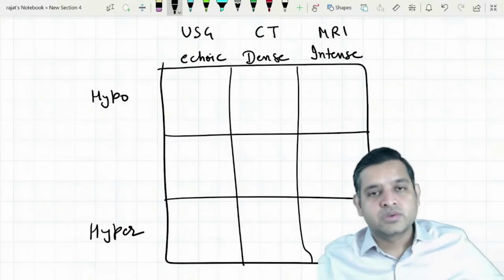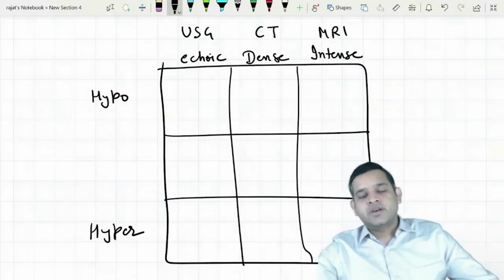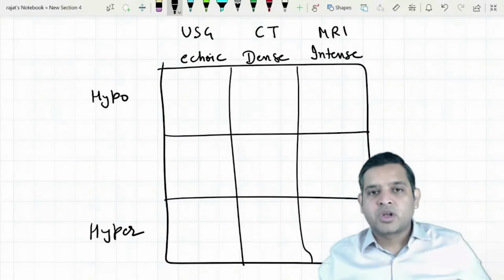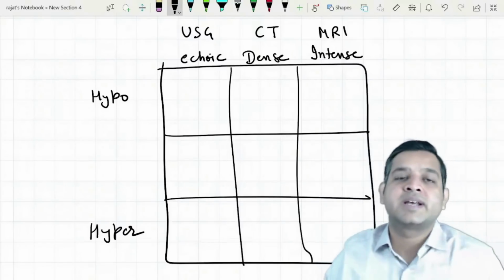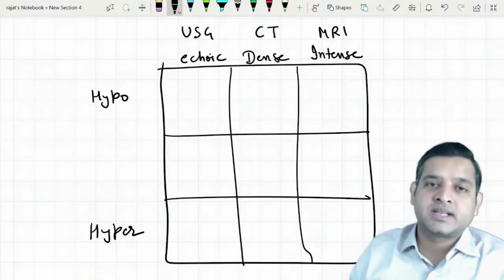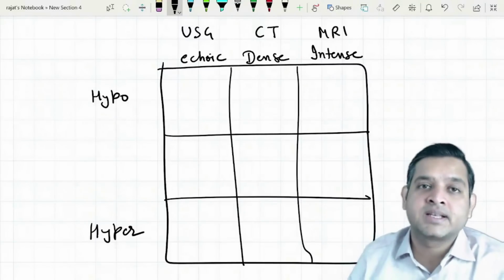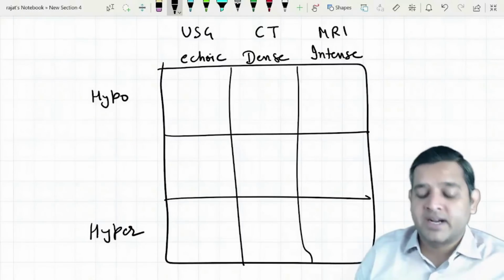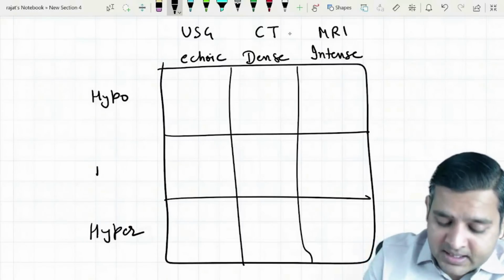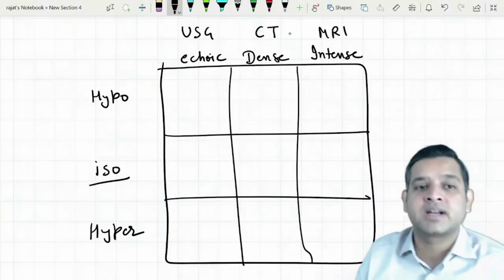If it is ultrasound, the terminology is echoic. If it is CT scan, the terminology will be dense. And if it is MRI, the terminology is intense. If it is black, it is hypo. If it is white, it is hyper. Okay. Now, how do we decide whether it is black or white? That's a reference. And anything similar to the reference is going to be taken as ISO.